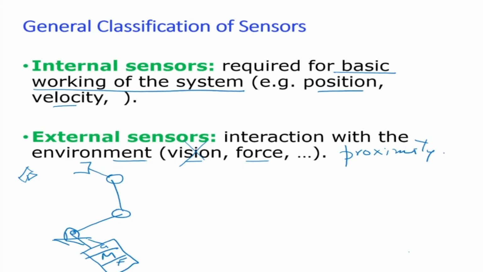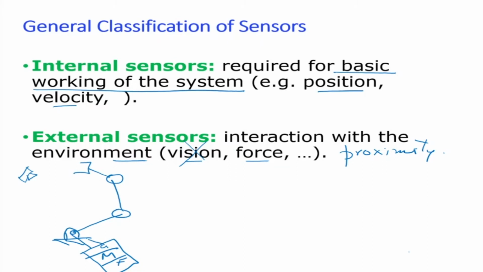It is interesting to note that even in the human body, our sensors are classified into internal sensors and external sensors. Internal sensors are the ones that sense things like heart rate, blood pressure, sugar level. They are required for the basic working of the body. External sensors are like vision, smell, touch, hearing. They are required for interaction with the environment.